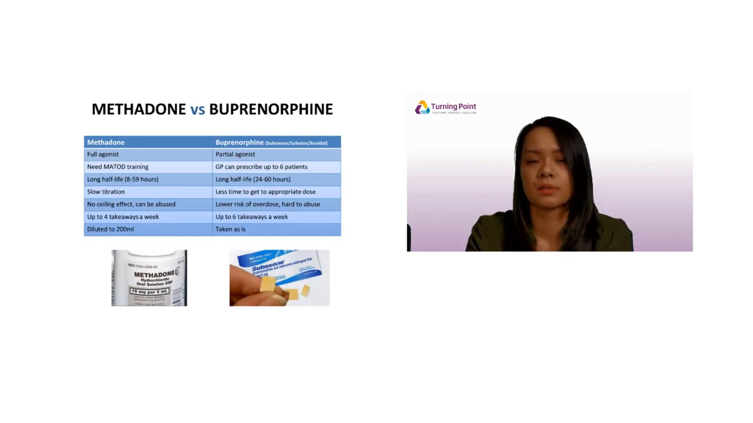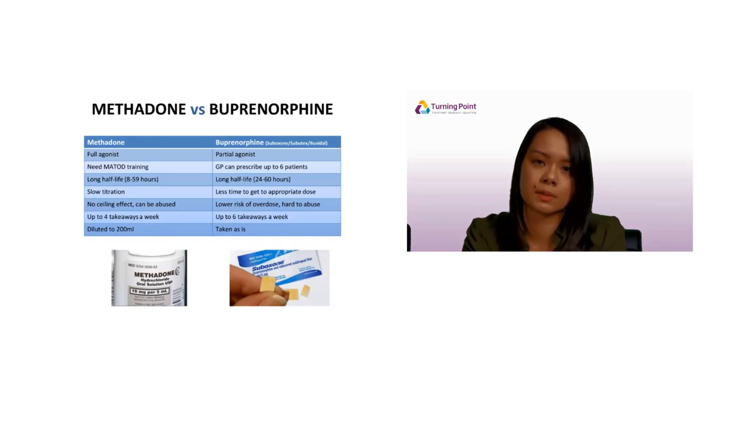It's got a lower risk of overdose because it has what we call a ceiling effect. So that partial agonist effect means that it has less risk of causing things like respiratory suppression and sedation.